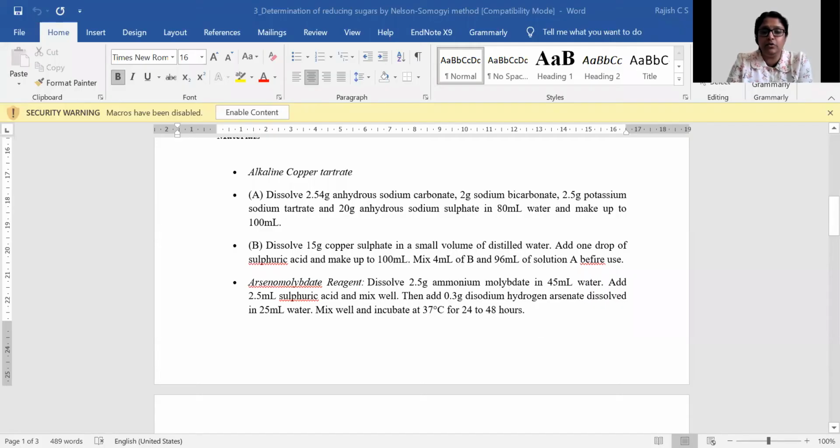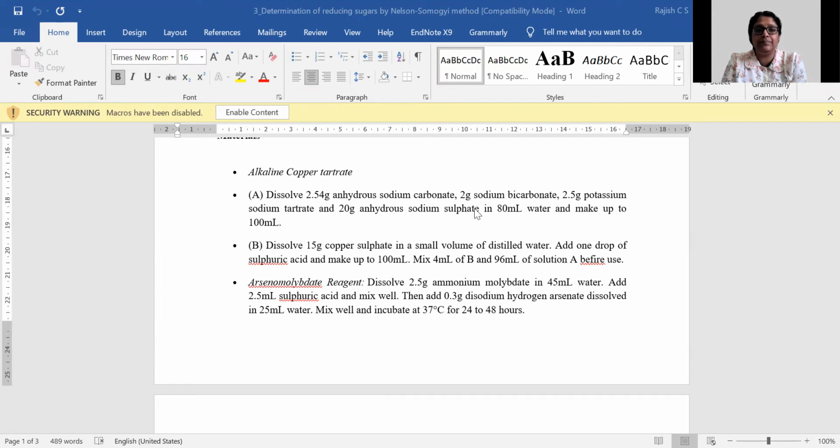So if we were to look into the materials that are required, I'll share the screen so that you can have an idea about what all are the materials that you need to use. This is given in your e-notes and e-manual, so kindly go through it when looking at the experiment procedure. So the first requirement is alkaline copper tartrate.